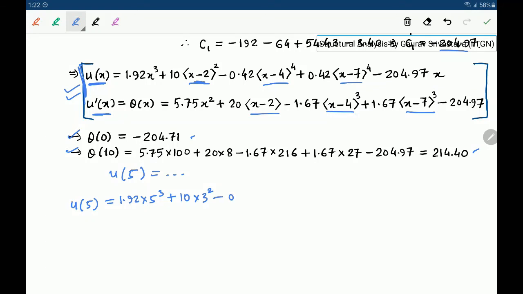Then we have minus 0.42 times 5 minus 4, right? So that is still positive. So 5 is greater than 4. So we will have 1 to the power of 4 plus 0.42 times, now here 5 is less than 7, so this becomes 0, and minus 204.97 times 5. So whatever number this comes out, that will be the deflection at 5 meters.